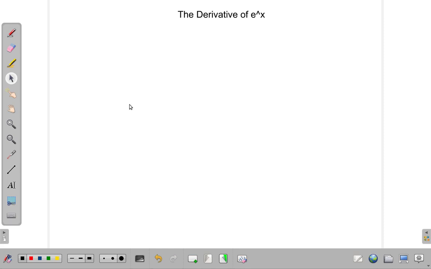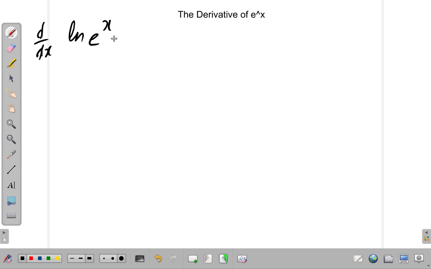What is the derivative of e to the x? Let's see something here. Suppose we have d by dx, the derivative with respect to x, of ln e to the x. Alright? Now, let's look at it in two ways.